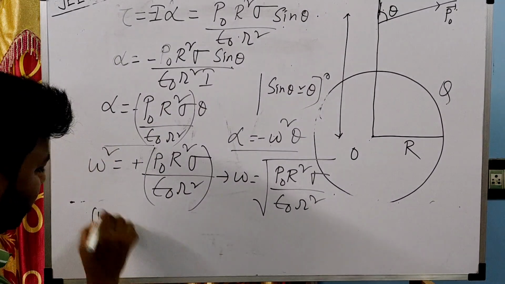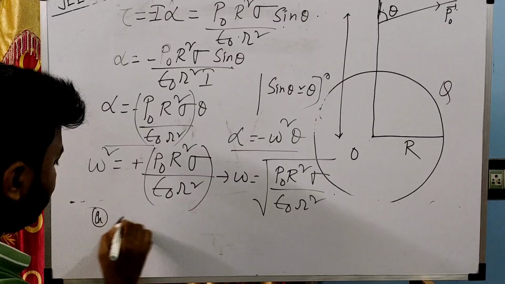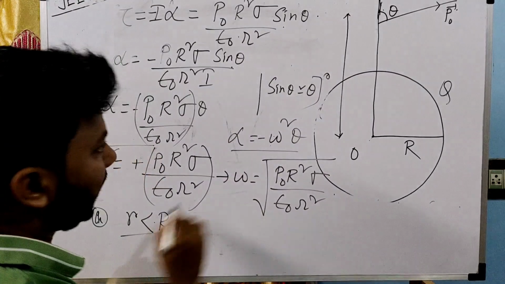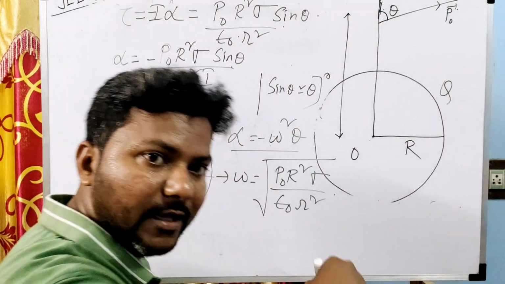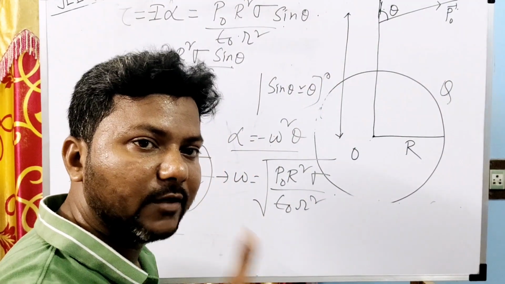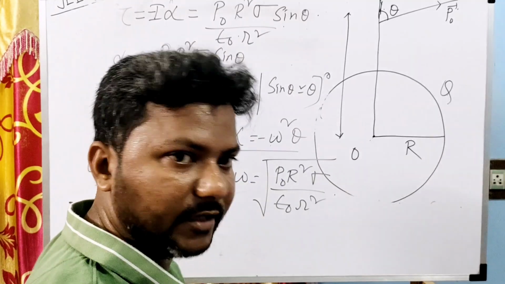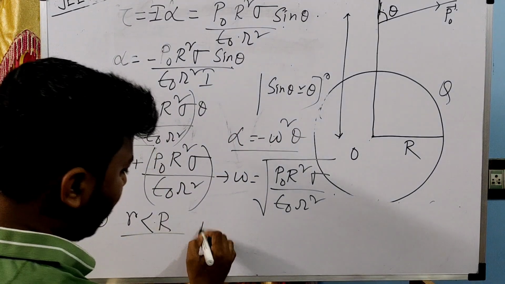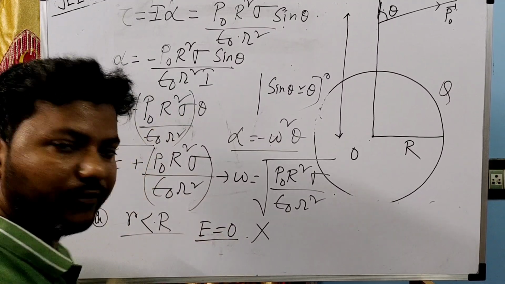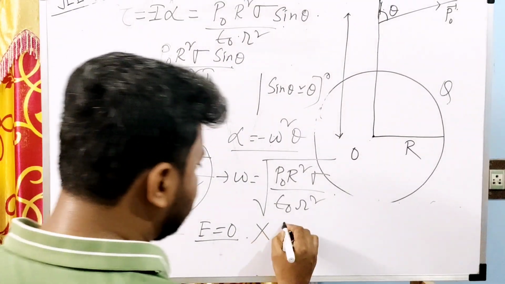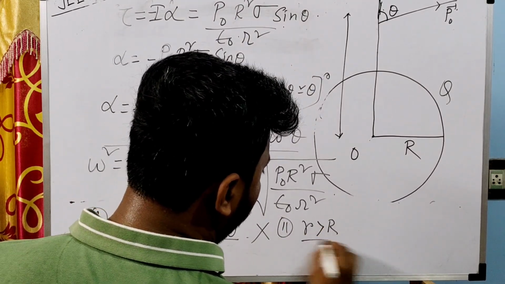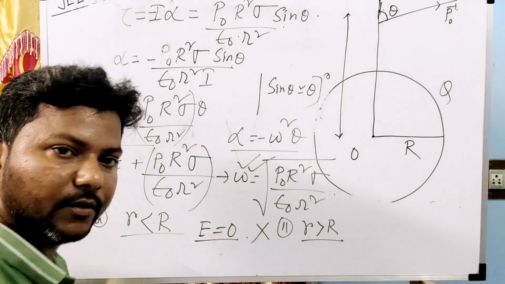The first option is r less than capital R. If r is less than capital R, that means inside the spherical shell. Inside the spherical shell there is no electric field. If there is no electric field, there is no angular acceleration. As the electric field is equal to 0, the first option is not valid. The second option is r greater than capital R. This equation is already valid.